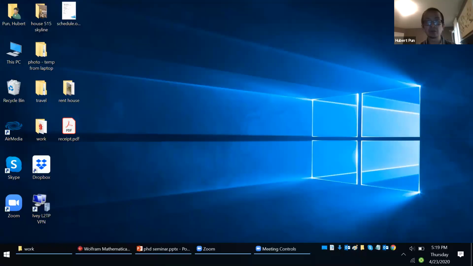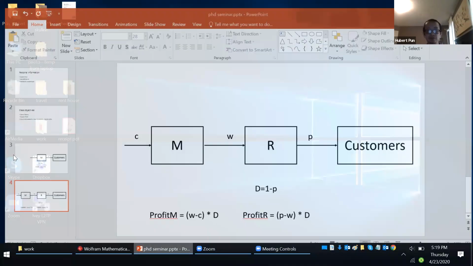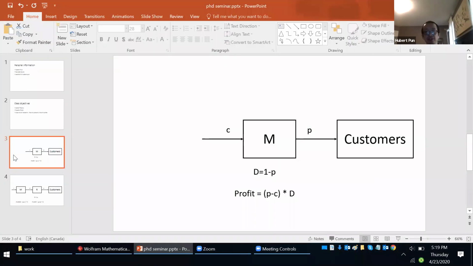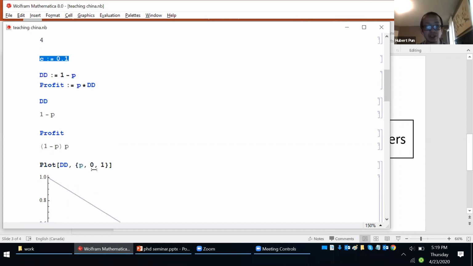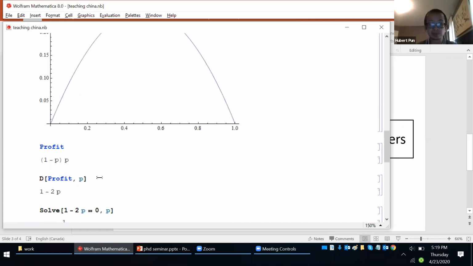Hello, so we talked earlier about finding the optimal solution for this scenario. So manufacturer selling to the customer, but then right now the production cost would be non-zero. So specifically, C equals 0.1. So then to quickly run through how to do it, let me do it and illustrate.